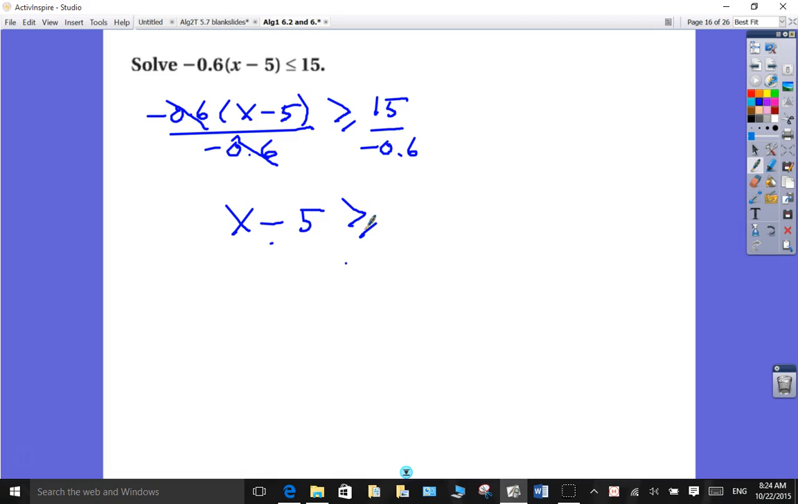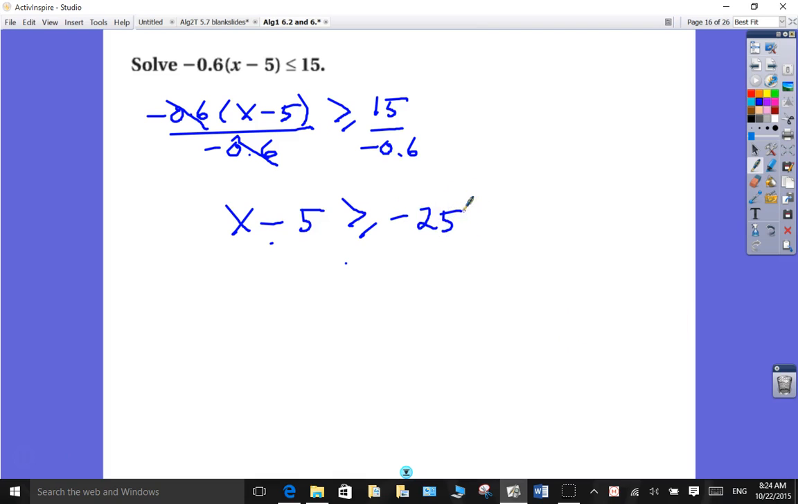What's 15 divided by negative 0.6? Jonathan. What is 15 divided by negative 0.6? Somebody with a calculator. Say again. Negative 25.